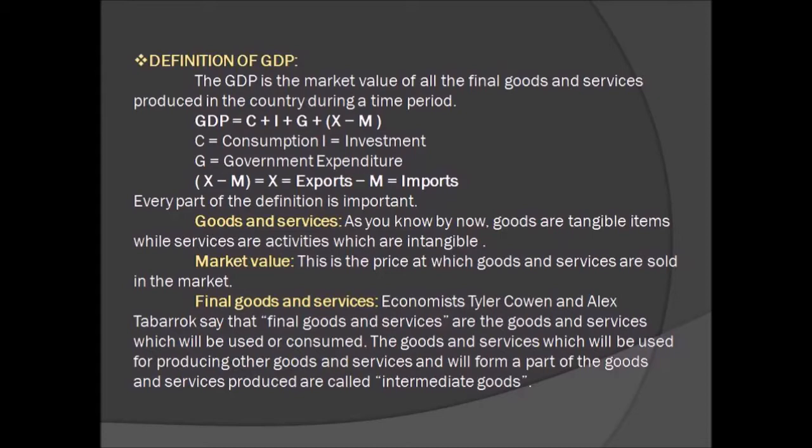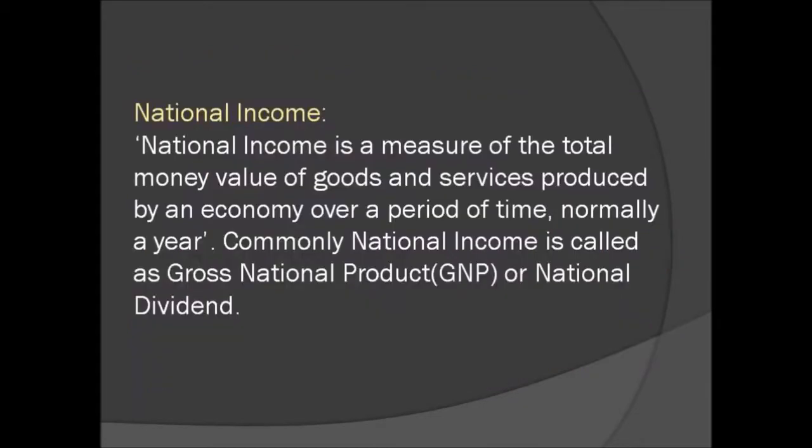It is national income. National income is a measure of the total money value of goods and services produced by an economy over a period of time, normally a year. That is, national income is the sum total of the value of all goods and services manufactured by the residents of the country in a year.